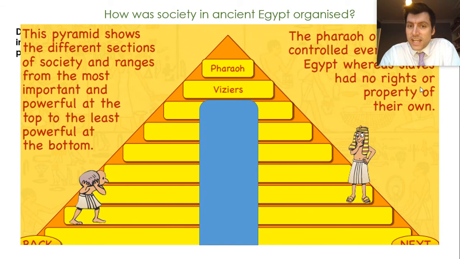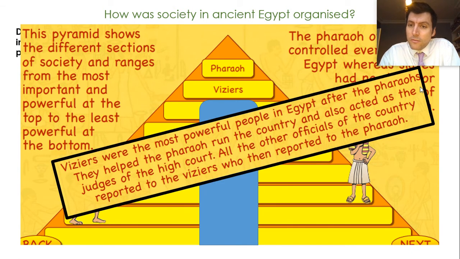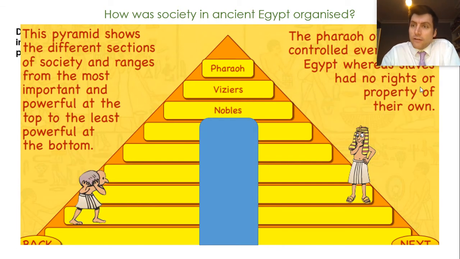After that, there were the viziers. They were the most powerful people in Egypt after the pharaoh. Okay, they helped the pharaoh run the country and also acted as the judges in the high court. All the other people, so everybody else, had to do what they said, apart from the pharaoh, who was like their boss. Okay. After that, we've got the nobles.